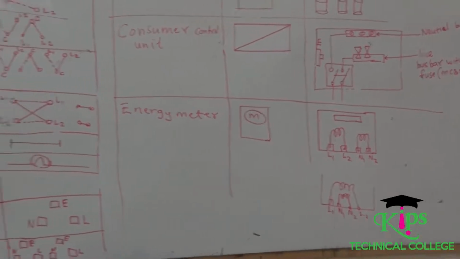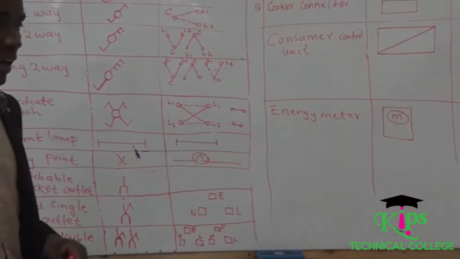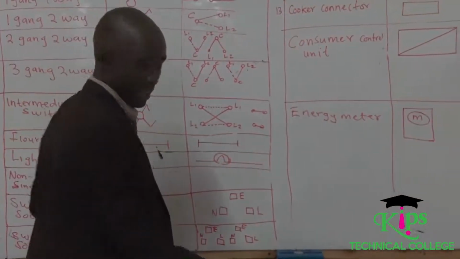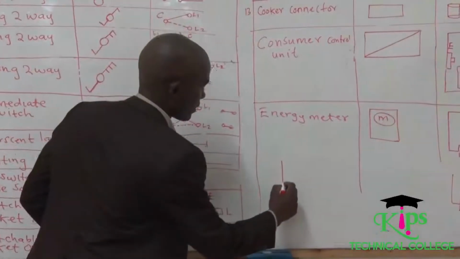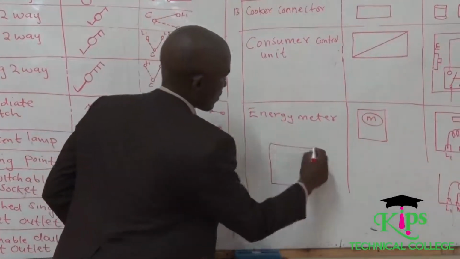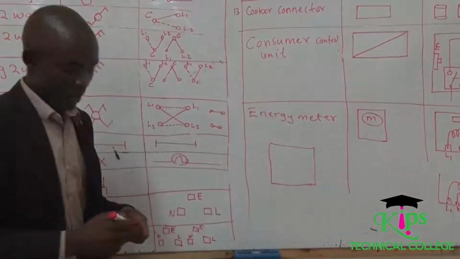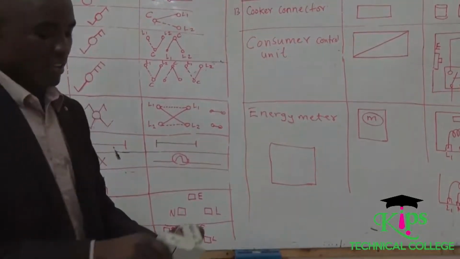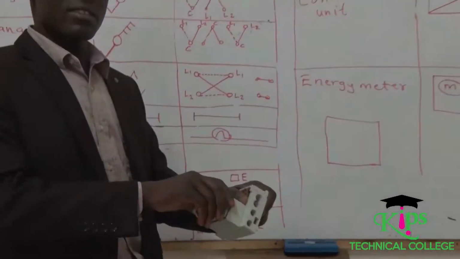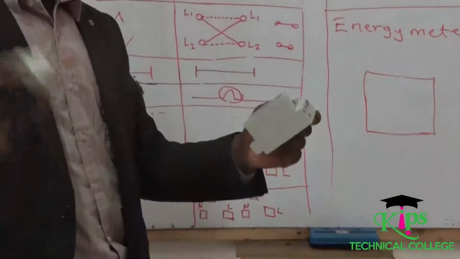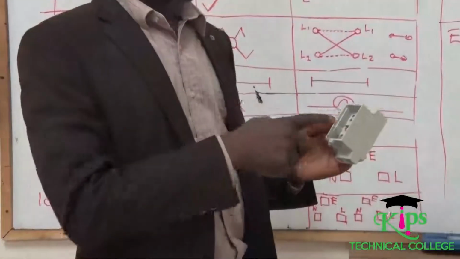Finally, I want to look at the structure of a cutout. The structure of a cutout is normally in this format. You can see a cutout as a fuse. This is a fuse, and this is the link.